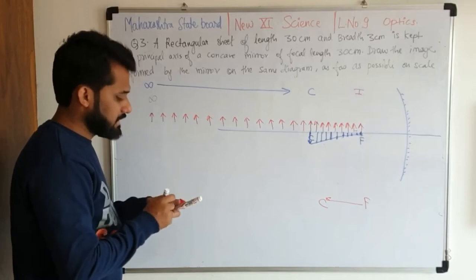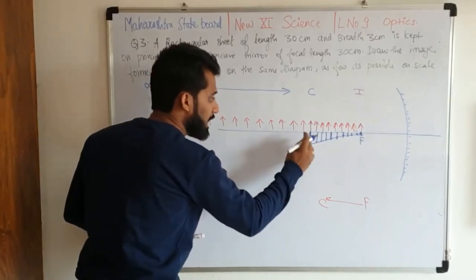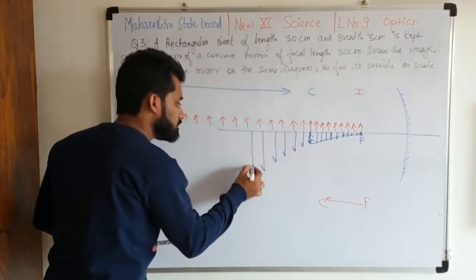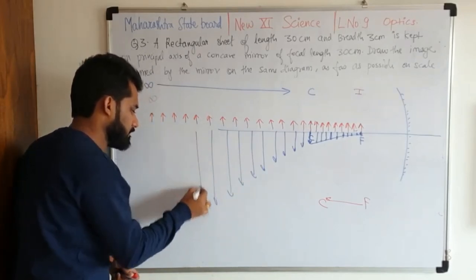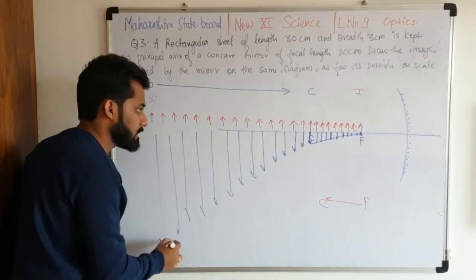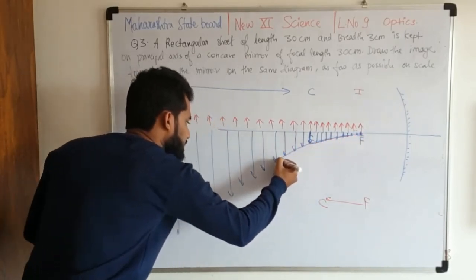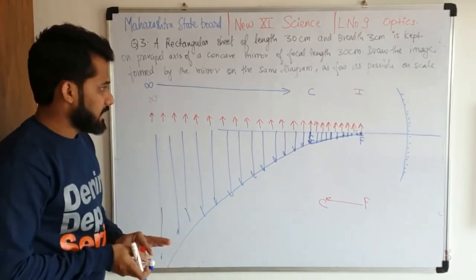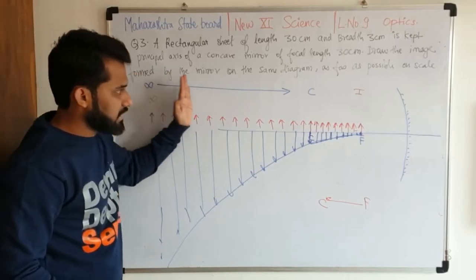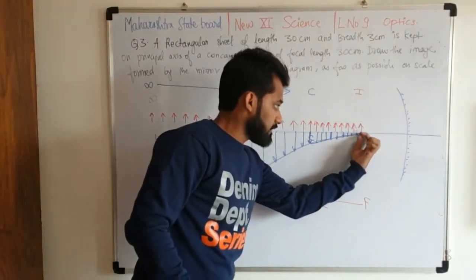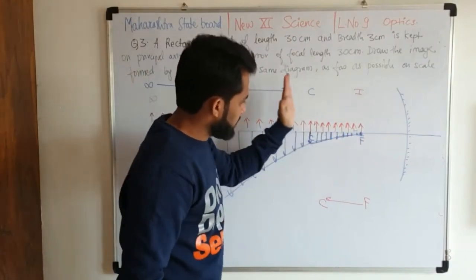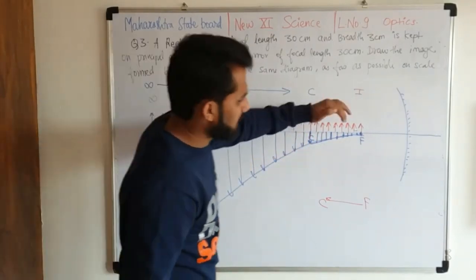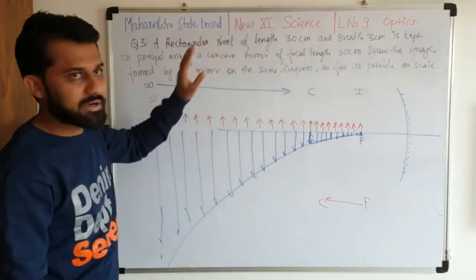Basically, the image size will further grow as you bring the object closer and closer. The image size will keep on growing, and it will go up to infinity. So this is very clear: as you bring the object from infinity to the center, the image goes from focus to center. On further journey towards the focus, the image size keeps increasing up to infinity. What happens beyond the focus is a different story, not required in this question.